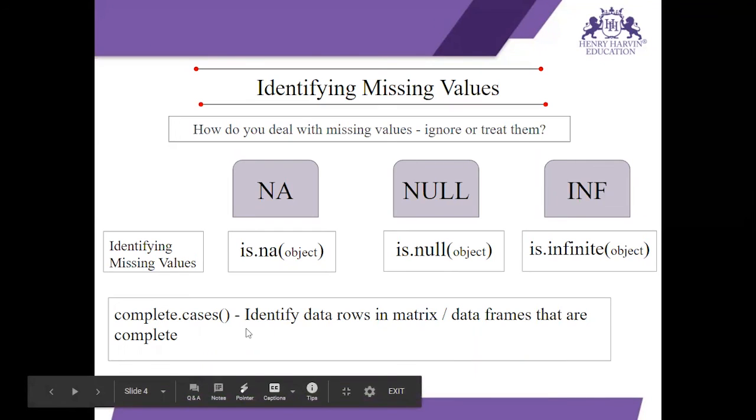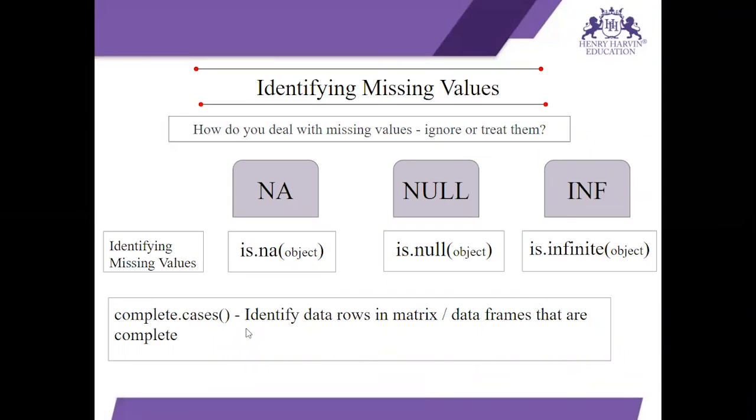The next one is complete.cases. This function helps you identify all the rows in the data set, whether a matrix or data frame, that are complete, where there are no missing values.